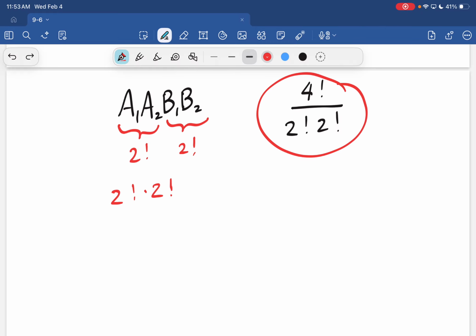Yeah. So here we have 5 letters. So there are 5 factorial ways to order it. Yeah, so that's equal to 120. And then you only do the things only when they're identical letters.